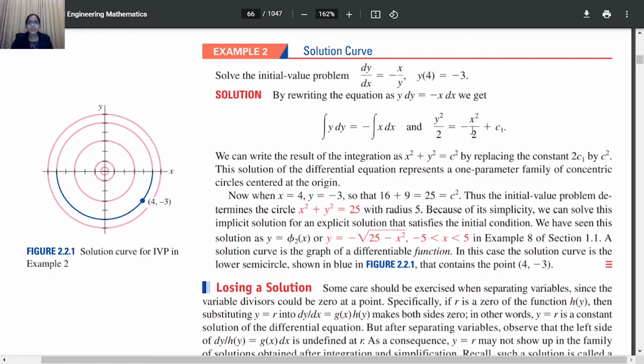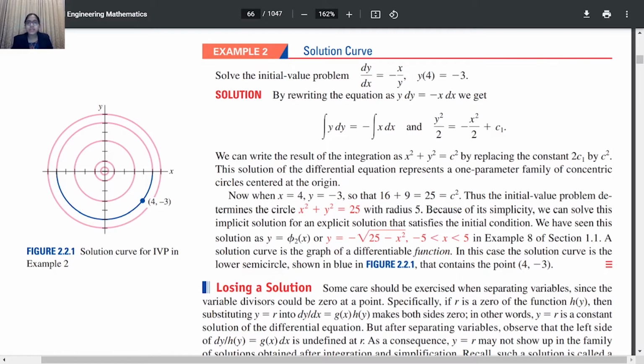I can take the 2 to the right hand side. So I get x square plus y square is equal to 2 into c1. I can replace 2 into c1 by another constant, say c square. So I get x square plus y square is equal to c square. So that is the general solution. From this I can obtain the value of y. Y is equal to, it is nothing but, root of c square minus x square.